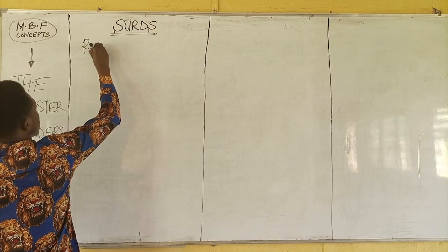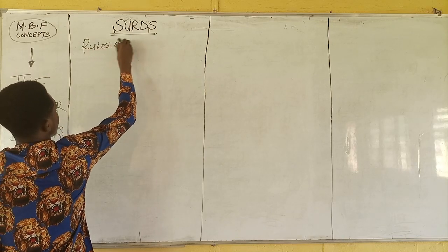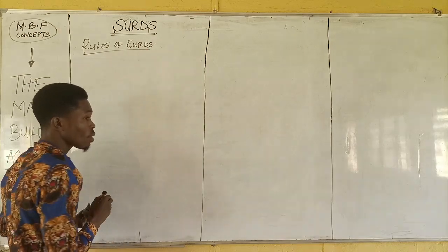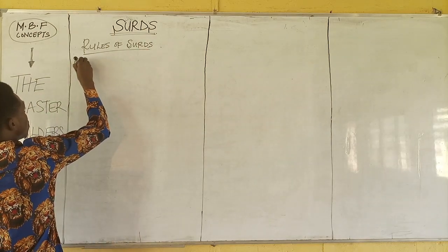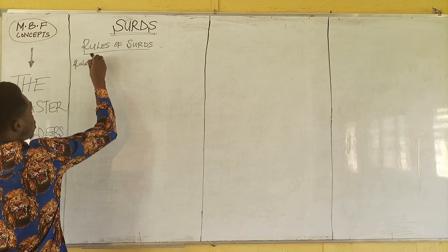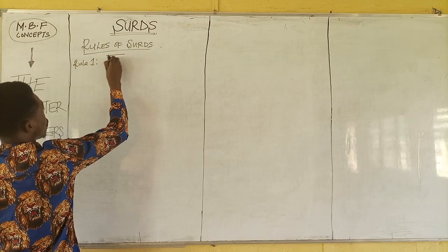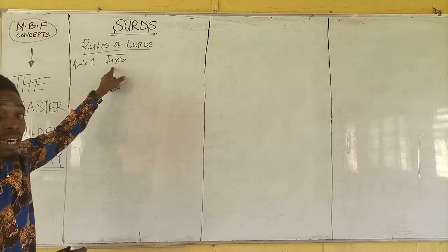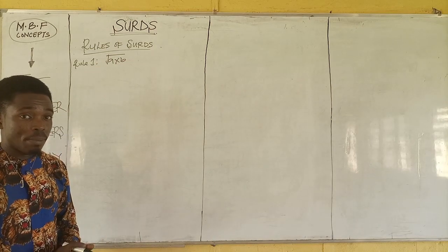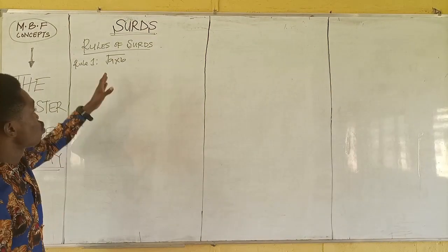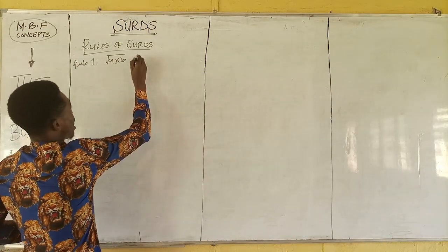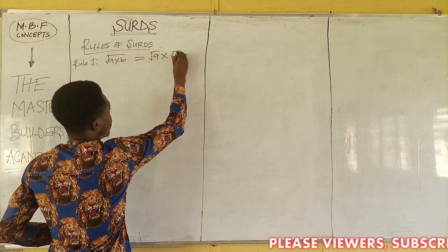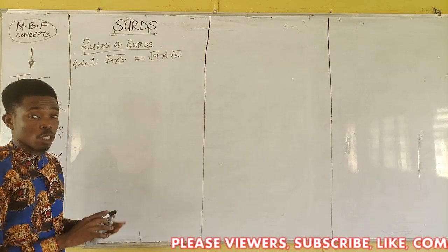Rules of surds. Now, rule number 1: we have that the square root of A times B. Let's assume that A is a number and B also is a number. Both are positive numbers. So the root of A times B can be expressed as the root of A times the root of B. This is the law of multiplication.